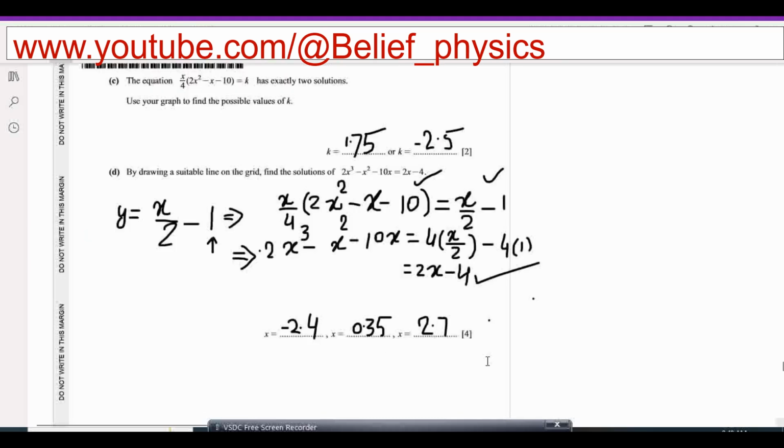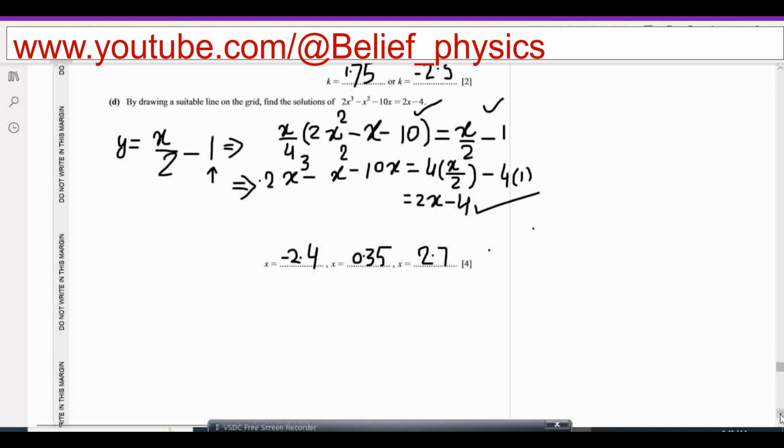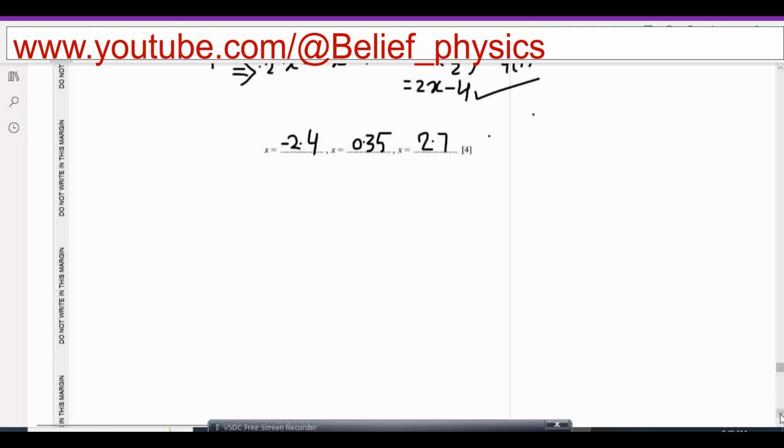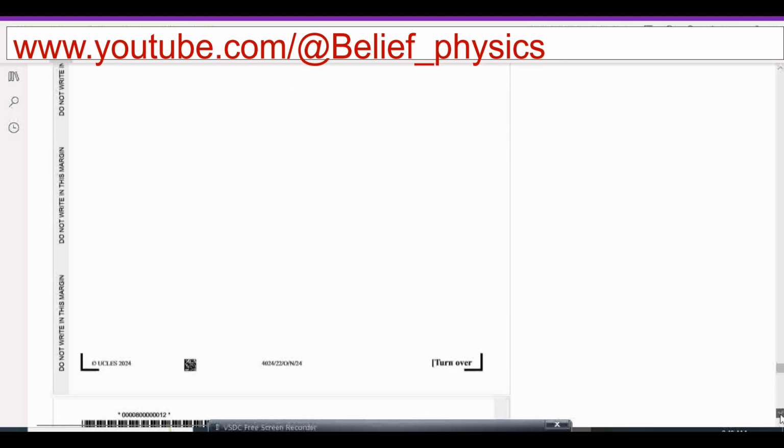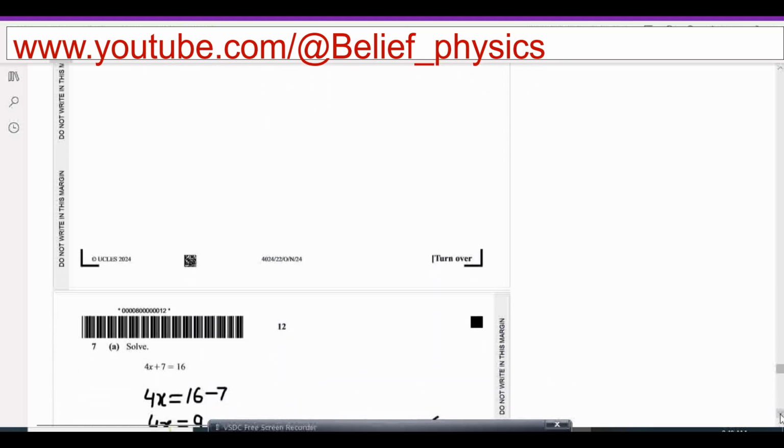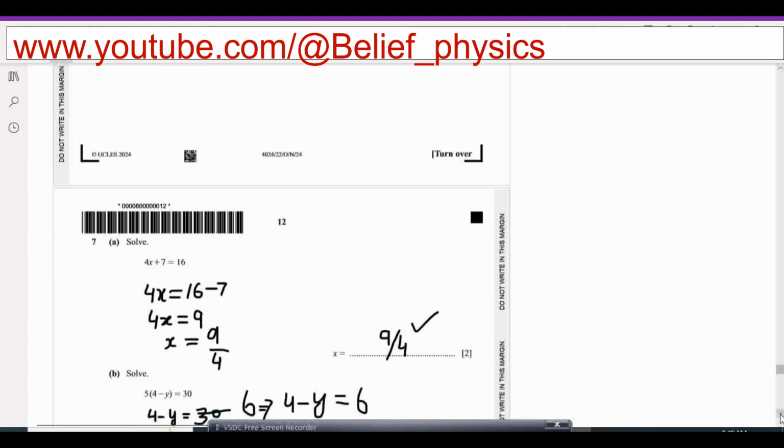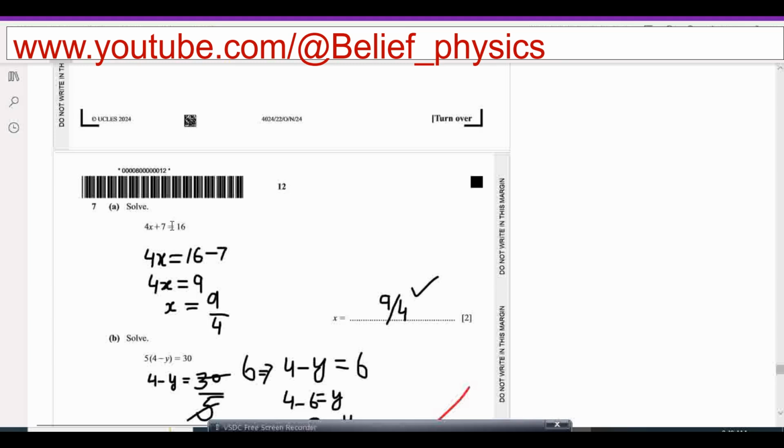Comes out with these as I mentioned earlier. That's it. Next question is, solve 4x plus 7 is equal to 16. So first of all, shift this 7 to the right hand side, becomes 16 minus 7. 16 minus 7 is 9. So 4x is equal to 9. So x is equal to, when we shift 4 here, divided, so 9 over 4. So 9 over 4 is the answer.